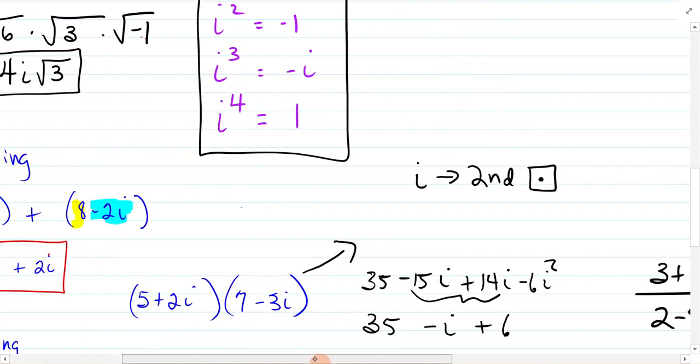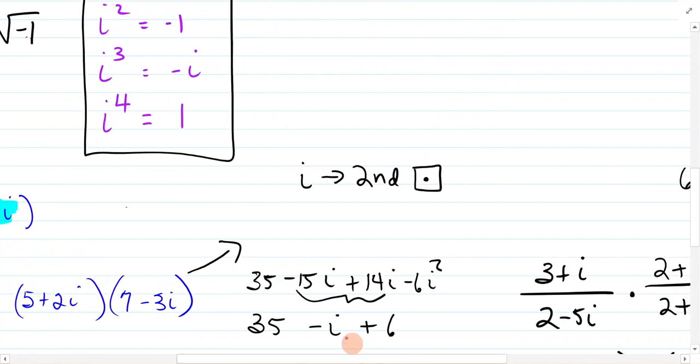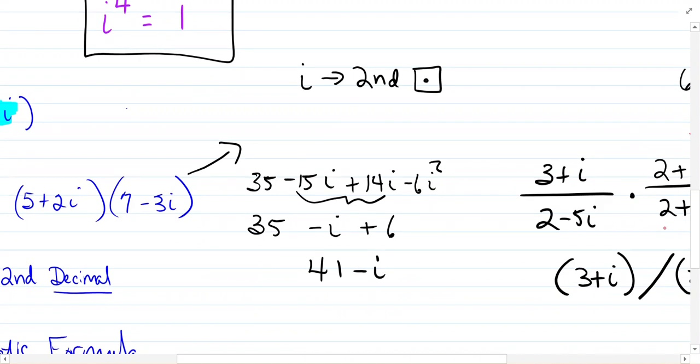Now, if you are multiplying, you can do that with FOIL and do it out by hand. So in this case, this 5 times 7 is 35. Outer is minus 15i. Inner is 14i. Last, we have minus 6i squared. And i squared is -1, so -1 times -6 is a positive 6. And then you have 35 plus 6 is 41 minus i.